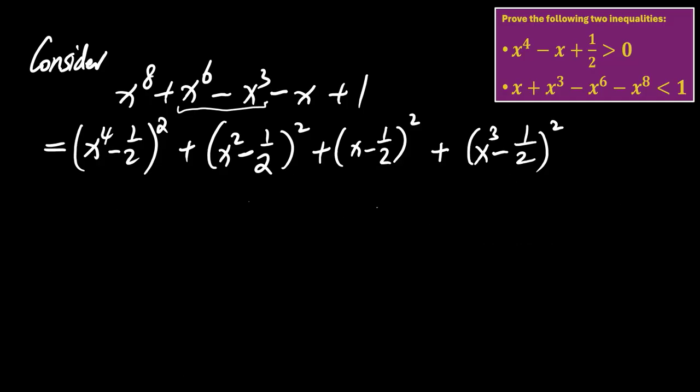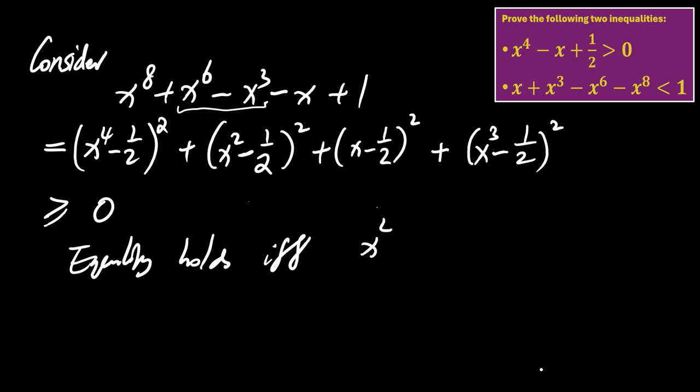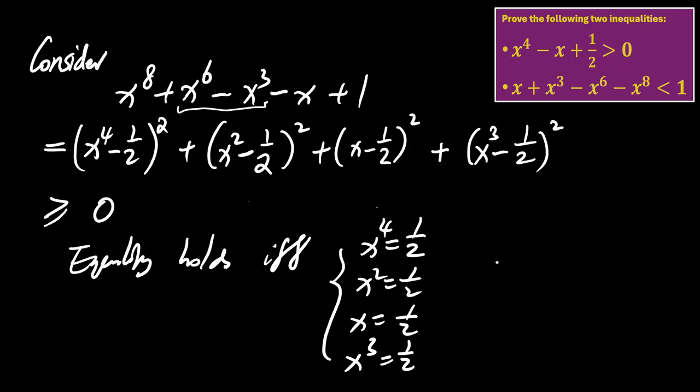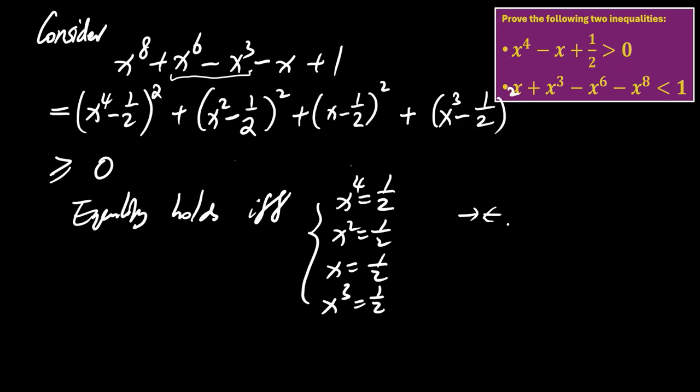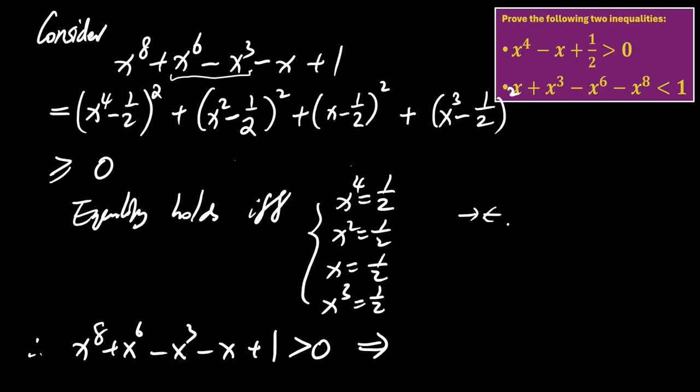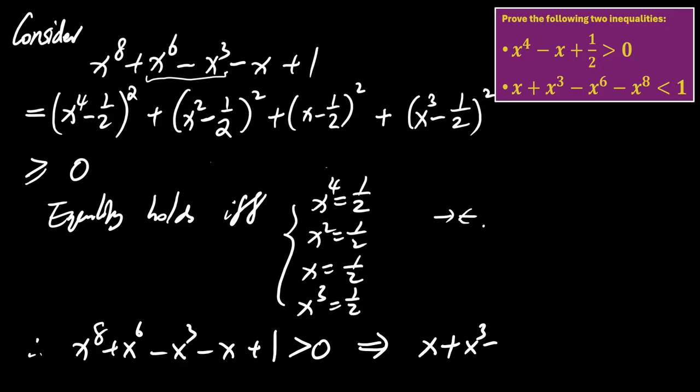So in this case, the expression is equal to a sum of squares. So this is greater than or equal to 0. Equality holds if and only if x to the power 4 equals half, x squared equals half, x equals half, and x cubed equals half. Of course, this is not possible. And therefore, we have x to the power 8 plus x to the power 6 minus x cubed minus x plus 1 strictly greater than 0. And finally, we prove the inequality as we wanted.